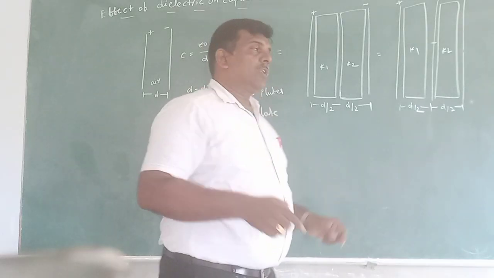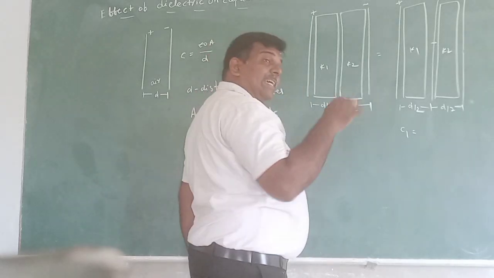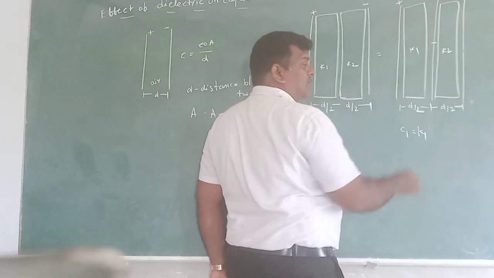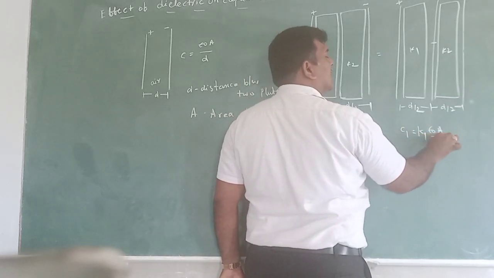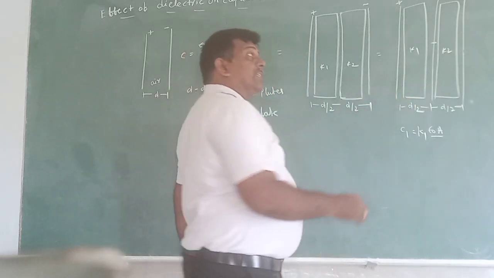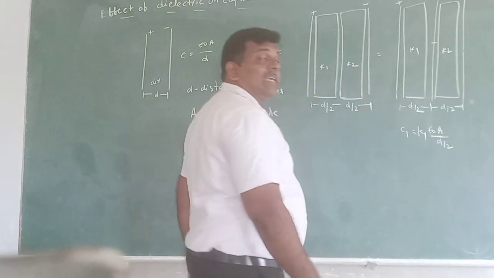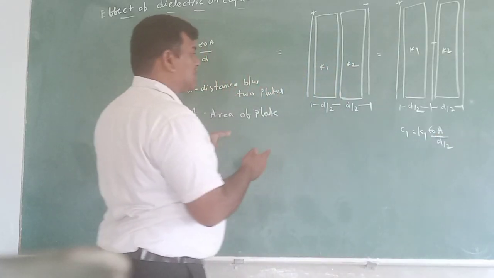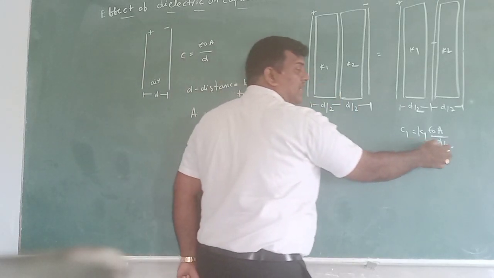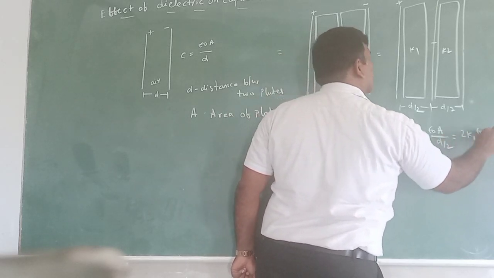First, the first capacitor C1 capacity increases K1 times: K1 into epsilon naught A by d. The plate area does not change, but the distance decreases to half, d by 2. The initial capacitor distance is d, but since the dielectrics are introduced, the distance becomes half. Finally 2K1 into epsilon naught A by d.